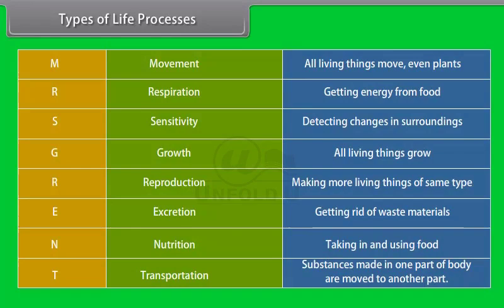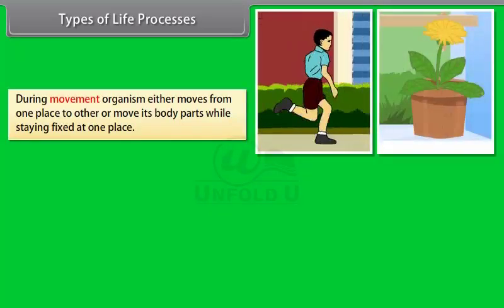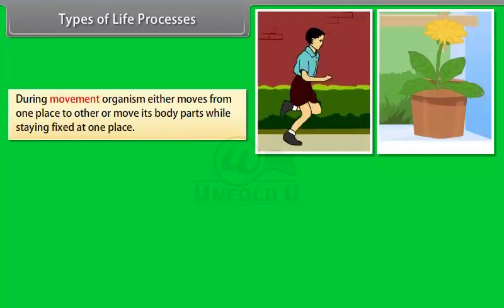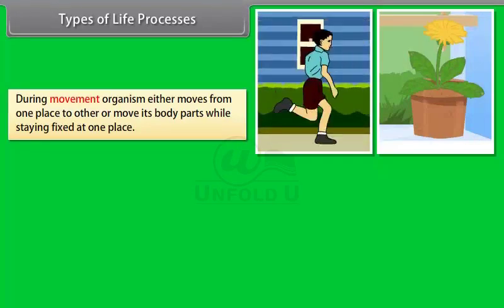photosynthesis. Types of life processes. There are the following basic life processes: movement, respiration, sensitivity, growth, reproduction, excretion, nutrition, transportation. During movement, the organism either moves from one place to another or moves its body parts while staying fixed at one place.